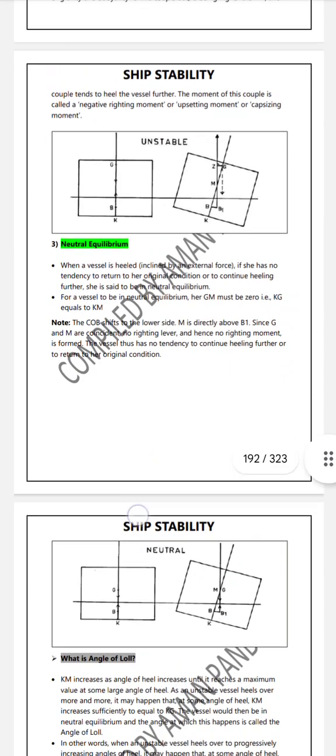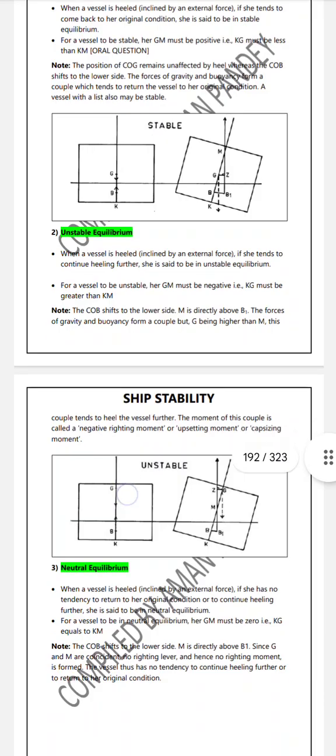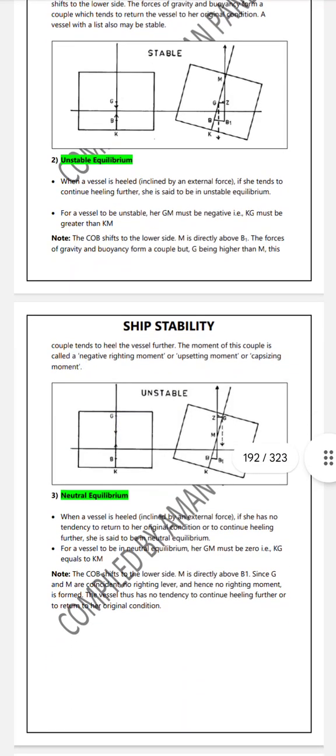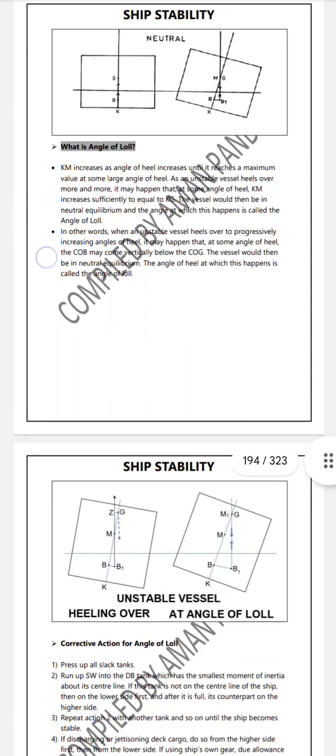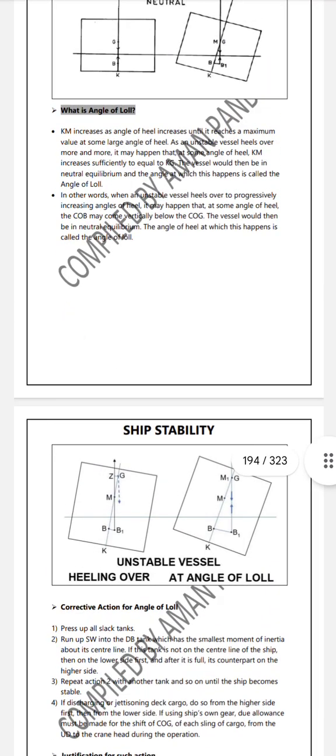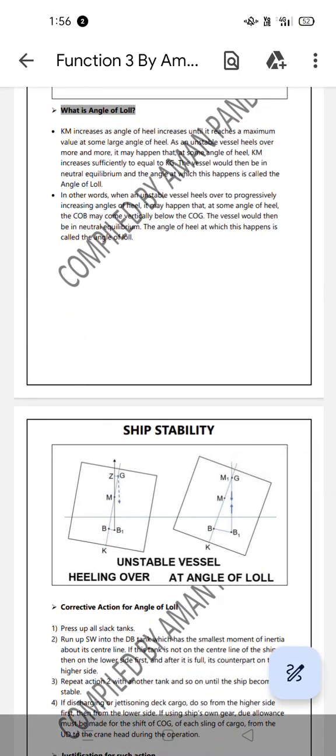For neutral equilibrium, KM must be lesser and KG is more. So in that, KG must be greater than KM, so it's for neutral equilibrium. So the point at which this happens, that KG and KM becomes equal, the point comes as the angle of loll.